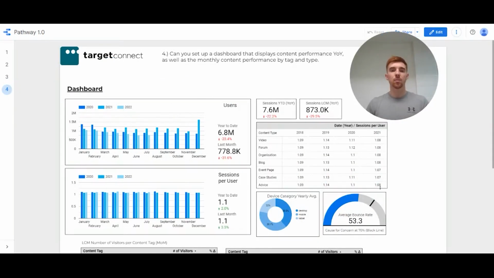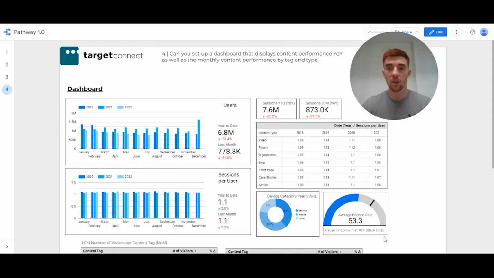This last task, we've asked you to set up a dashboard that displays content performance year on year, as well as the monthly content performance by tag and type. Making a dashboard is one of the main jobs that data analysts will have to do. They've got to be able to display concise information with what the person's asking. And it's a great skill to have because you want to be able to prioritize your workload. And by knowing what we've done in the previous task, much like in real life, you'll be able to double up and prioritize the work and save the stuff and perhaps use the stuff you already have.